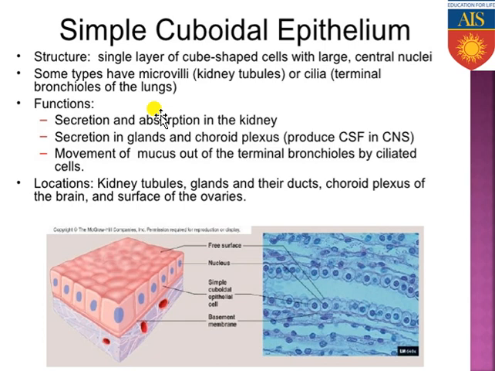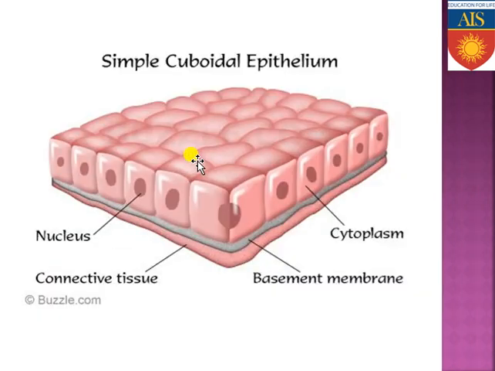So these are the locations where the cuboidal epithelial cells, or the simple cuboidal epithelial tissue, can be present. But keep it in your mind, wherever they are present, their function will be secretion and absorption. Their function also will be secretion of the gland from any of the choroid plexus, as well as the movement of the mucus out of the terminal bronchiole of the lung.